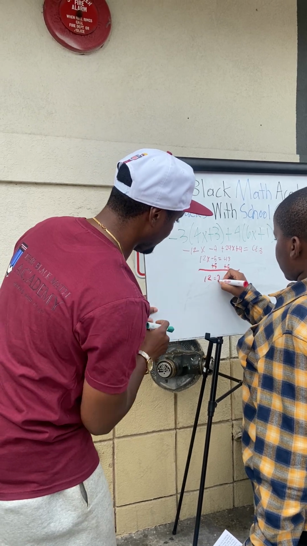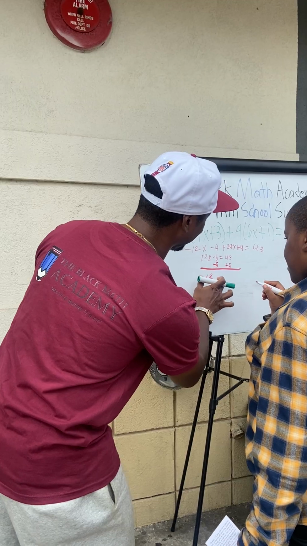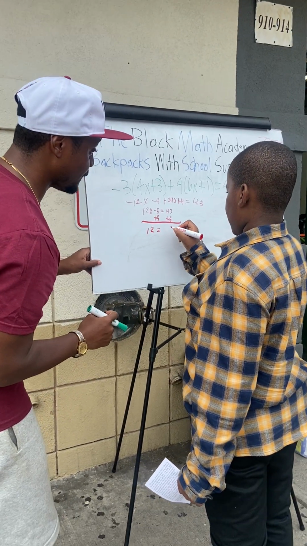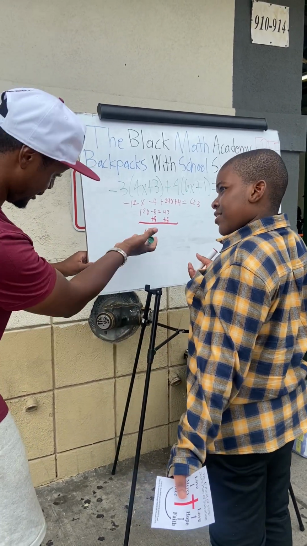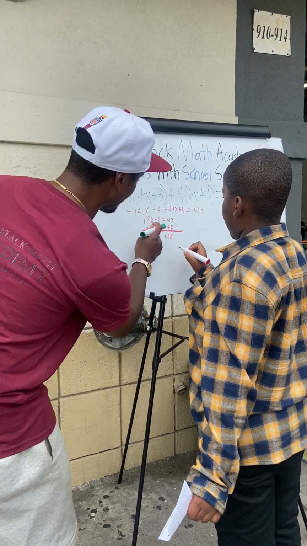The right side says 43. Again, we don't have to write the 0. Listen to what I'm telling you. Now listen. Equals. The right side says 43 plus 5. What is that? 48. There you go. And you got the right x.